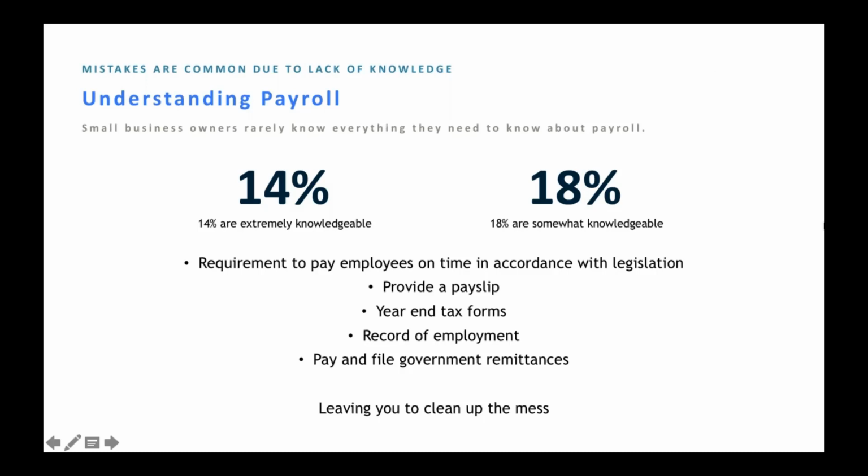You are required to provide year-end tax forms for any employee that you paid more than $500 in the year. That includes T4s, T4As, and RL1s in Quebec. You're required to provide a record of employment for anybody that has been employed in insurable employment with you. And you're required to pay and file government remittances.